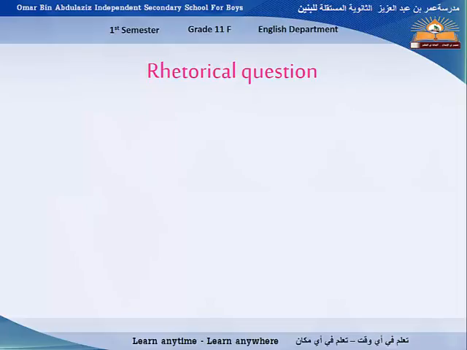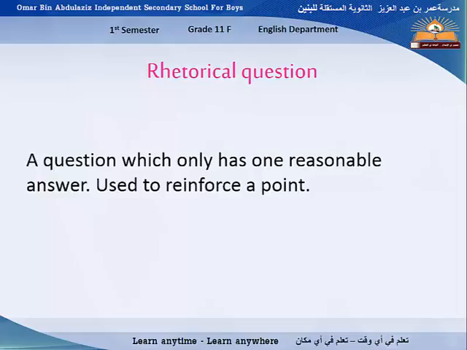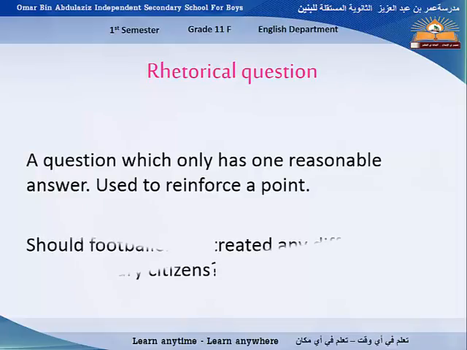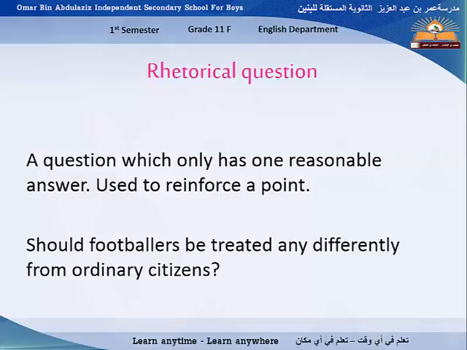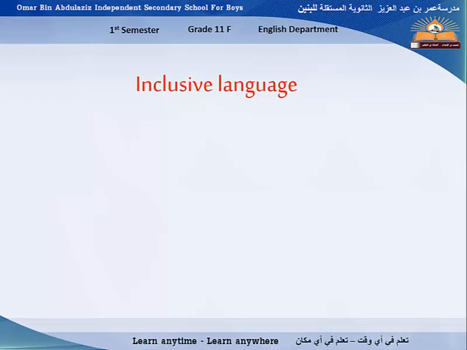Also, a very good technique is to use a rhetorical question. What's a rhetorical question? It is a question that doesn't need an answer, but is only used to make the listener or the reader of your story or your issue or your argument more attentive and ready to understand or think. So we can use it in the initial part of our argument. For example, here: should footballers be treated any differently from ordinary citizens? Do you think? Would you like?